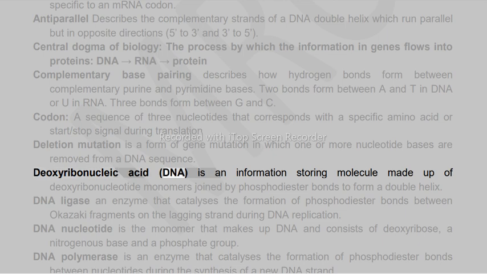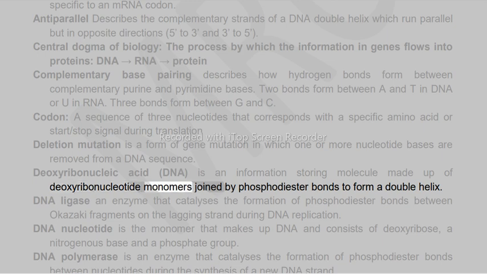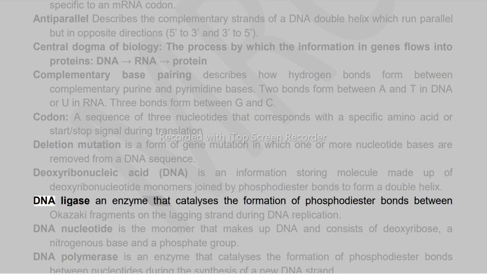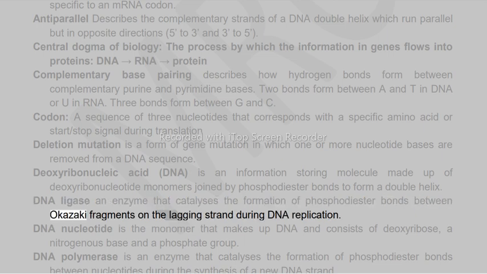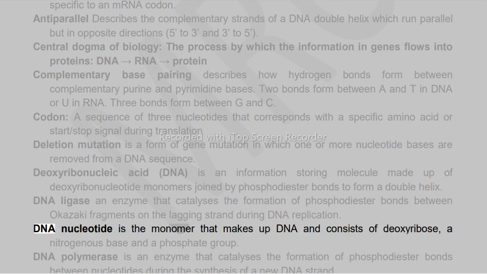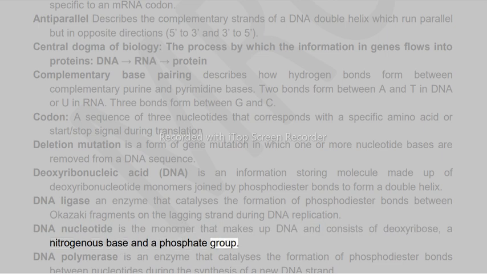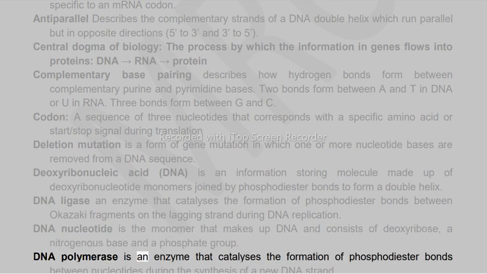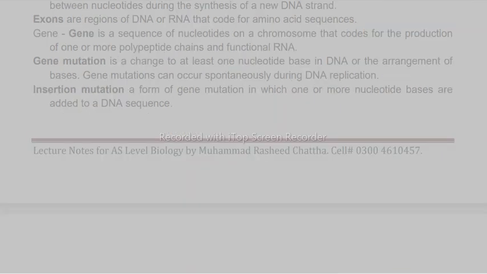Deoxyribonucleic acid, DNA, is an information-storing molecule made up of deoxyribonucleotide monomers joined by phosphodiester bonds to form a double helix. DNA ligase, an enzyme that catalyses the formation of phosphodiester bonds between Okazaki fragments on the lagging strand during DNA replication. DNA nucleotide is the monomer that makes up DNA and consists of deoxyribose, a nitrogenous base and a phosphate group. DNA polymerase is an enzyme that catalyses the formation of phosphodiester bonds between nucleotides during the synthesis of a new DNA strand.